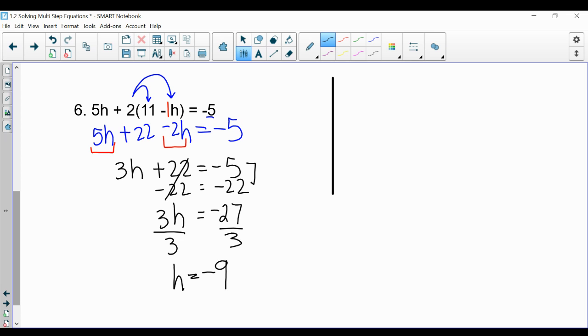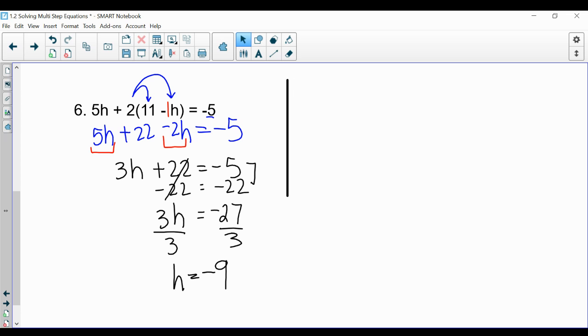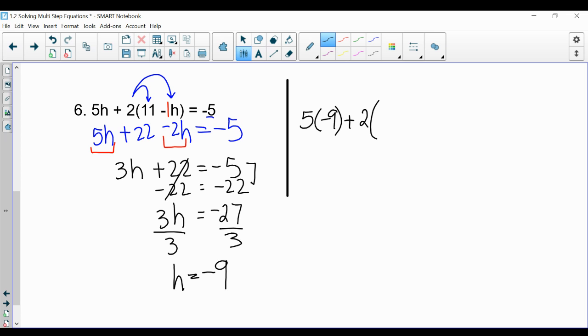So let's once again go ahead and substitute it back into the original equation. 5 times a negative 9. And you can see each time I'm putting parentheses around where the variable was. I mean, that is just a good strategy. So 11 minus, and now I have a negative 9 is equal to a negative 5.